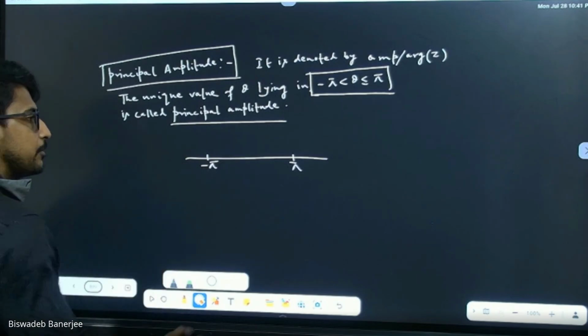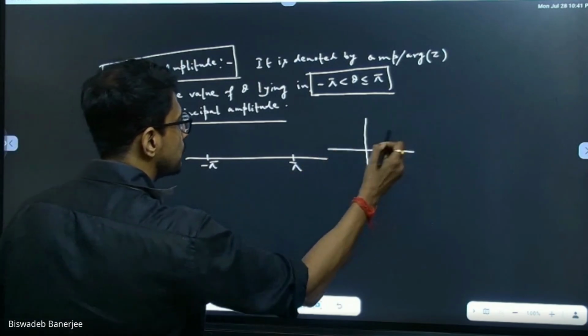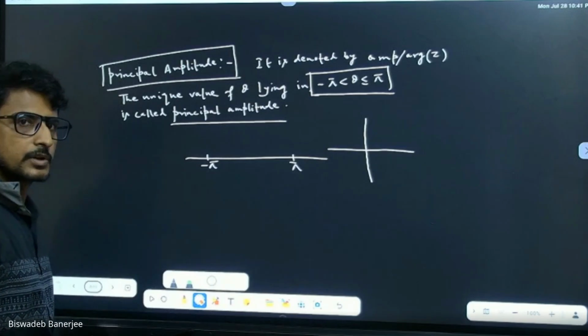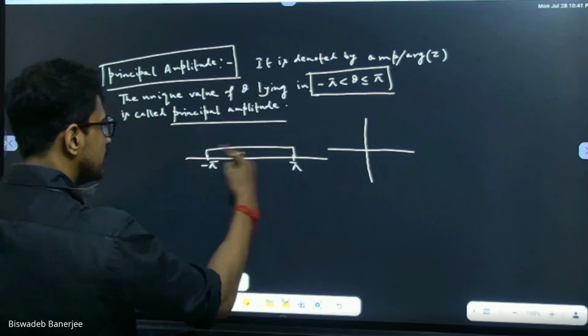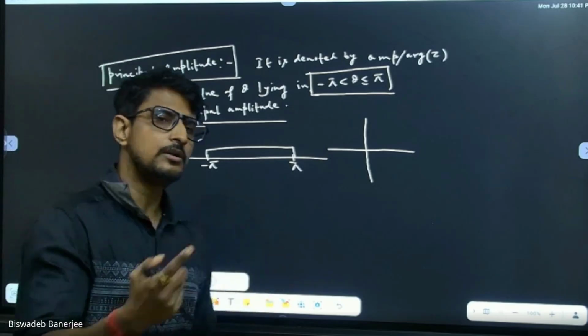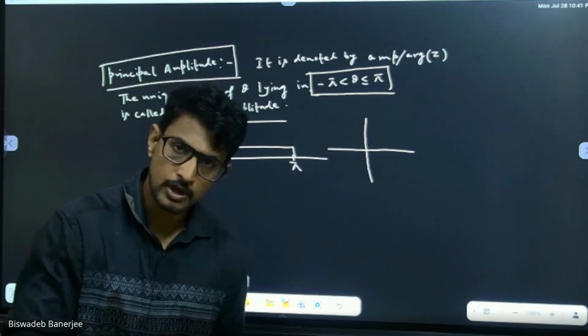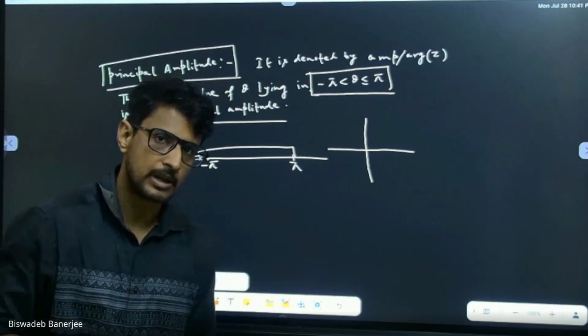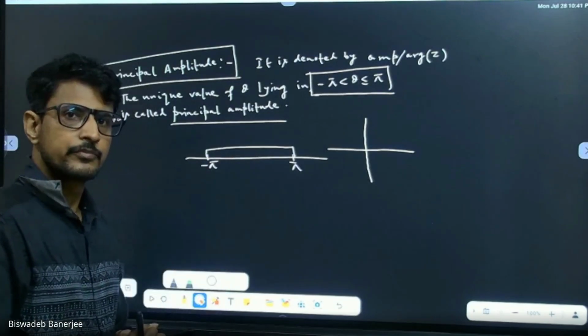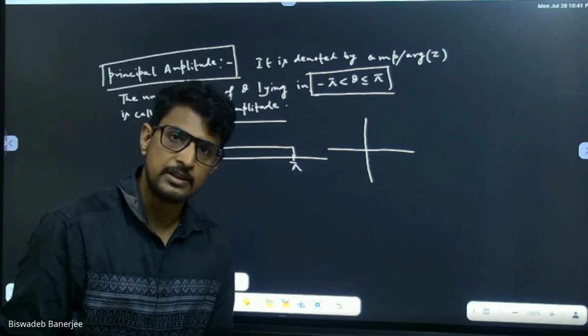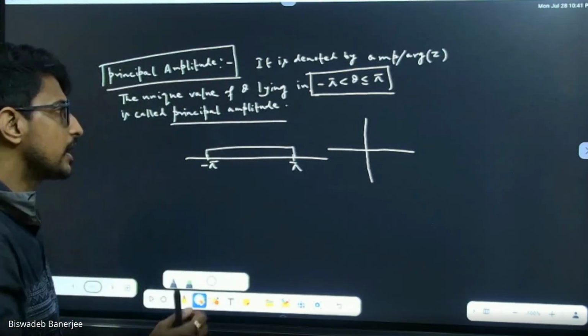Okay, that means you can't consider all the values of theta. If your value of theta lies outside this range, we can't take it as an amplitude, because we always consider the principal amplitude. So how can we find this value? I shall explain this by means of an example. Okay, now take an example.